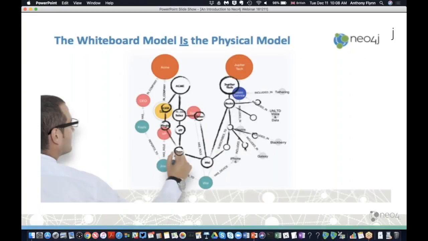So what does all that mean? Well, if you think about how data management projects typically start, they often start by going to a whiteboard and drawing something like an entity relationship diagram or a data diagram.